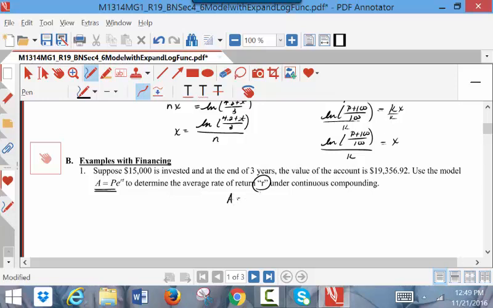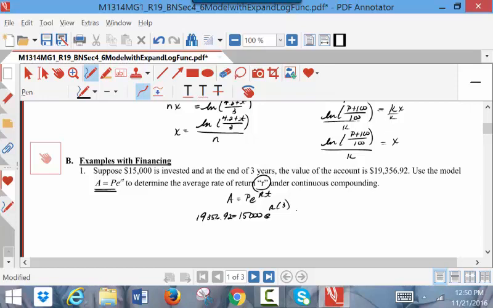We have A equaling P e to the rt. Now, it started at $15,000, so that's your P. Your original amount is your P. It grew to $19,356.92. So that's your A value. Then you have e to the rt, where r is what you're trying to solve for. Now, do we know what t is? Yes, time is 3. So we're having to solve for the r, which is in the exponent, which is why we're going to end up using a natural logarithm.